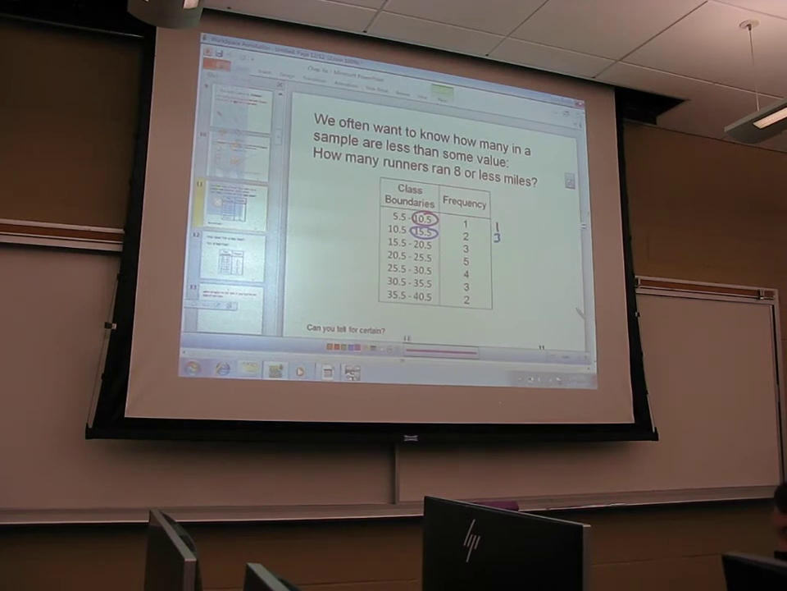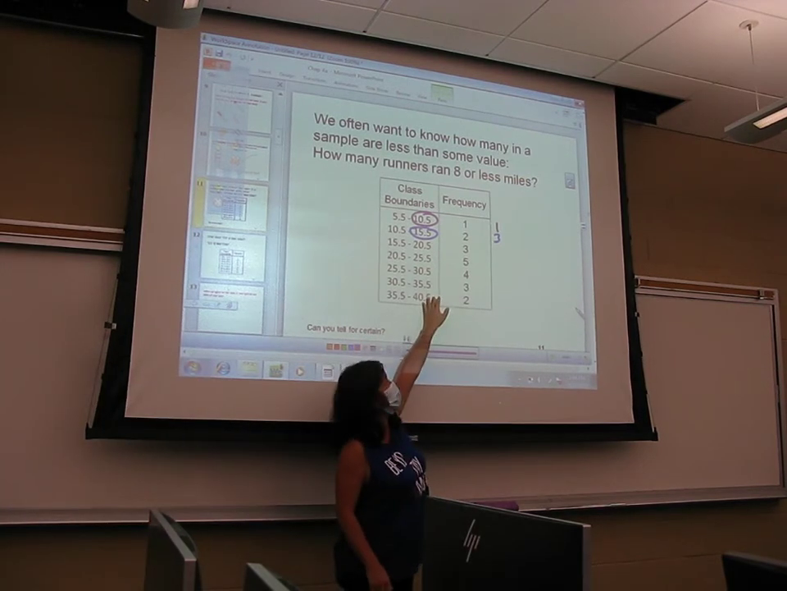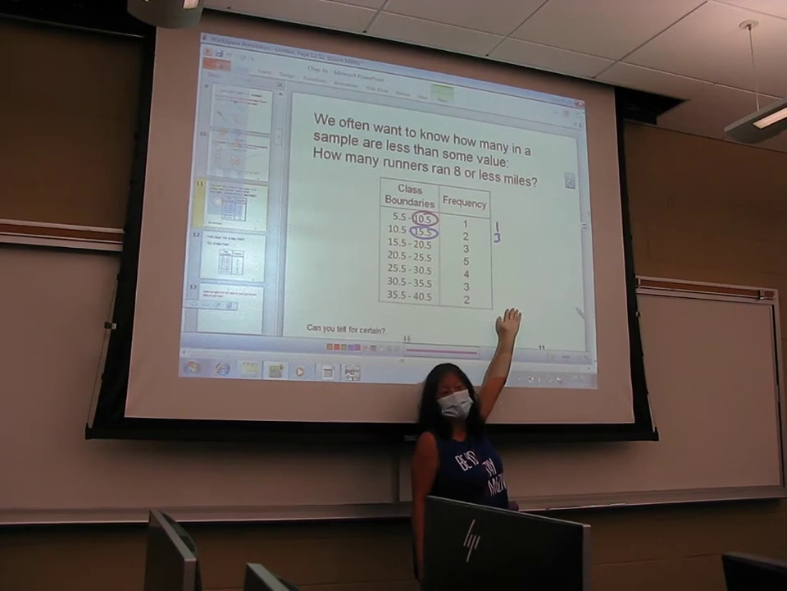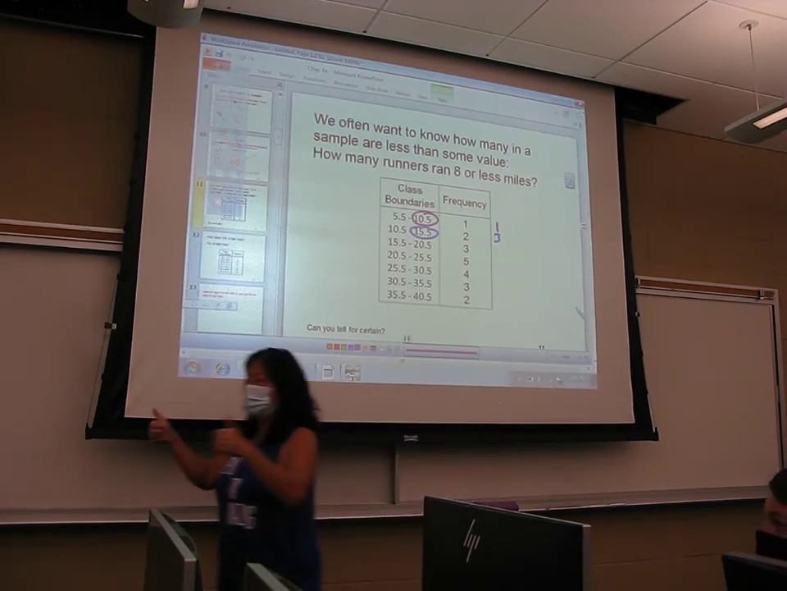So I don't want to say, well, use the lower class boundary and the cumulative frequency for the previous class. That's just cumbersome. It's a lot easier to just use the upper class limits and the cumulative frequency for that class. Good? Everyone, does that make sense for folks?